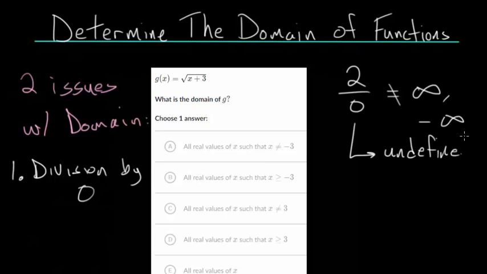And so we just say that this is undefined. And so that's one of the key issues we have to concern ourselves with. We can't divide by 0. So if you're ever dividing by x in your function, you have to be careful about which x values would actually make the denominator 0.